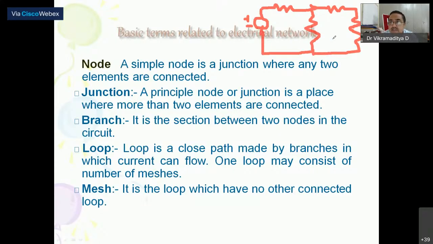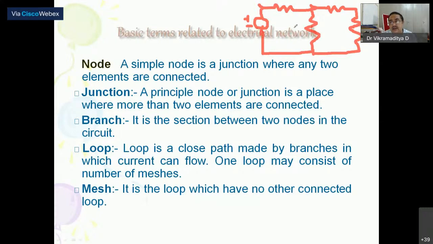Now, see this. What will we call this? Here, a voltage source and a resistor are meeting. This is a junction. Mind it, because these two are connected in series, we cannot call it a node. Because they are connected in series, it is a branch. So this is completely a branch, but two elements are meeting, so it is a junction.